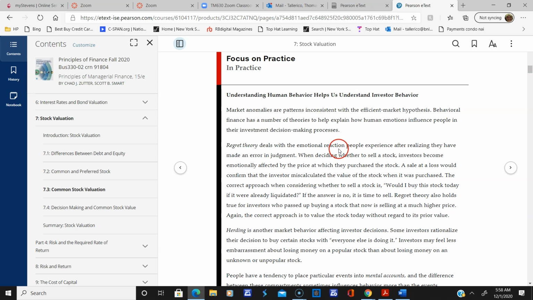All right, so let's look a little bit at behavioral finance here and discuss that. It's called human behavior. There are a lot of different theories, and we'll look at a couple of them now. Behavioral finance has a number of theories to help explain how human emotions influence people in their investment decisions.